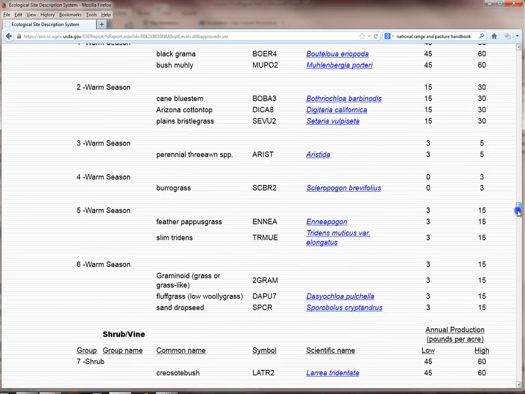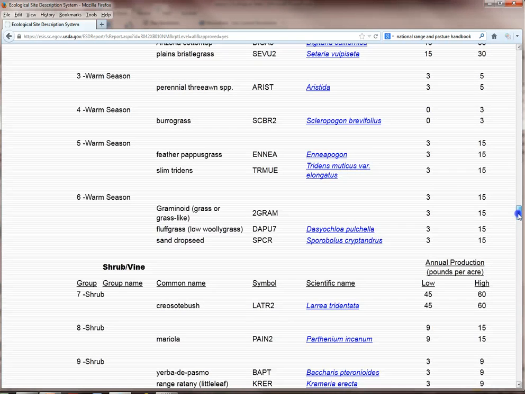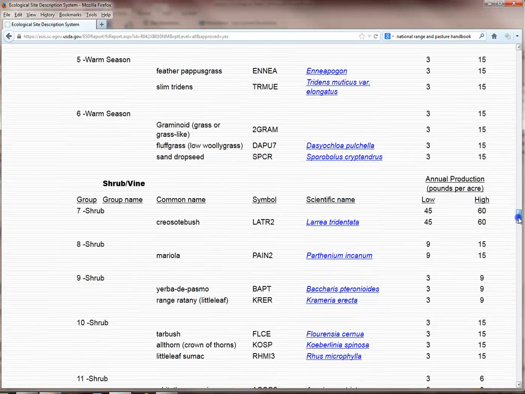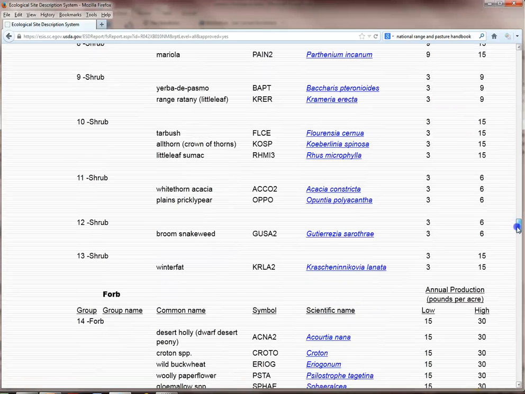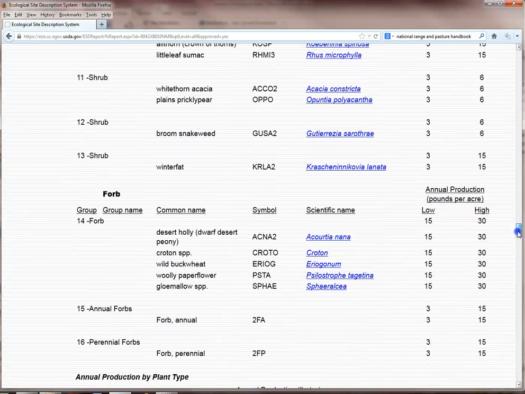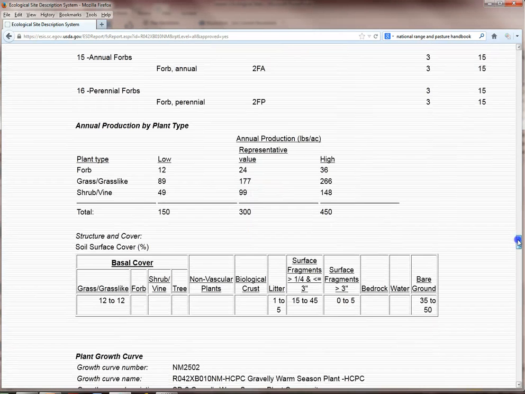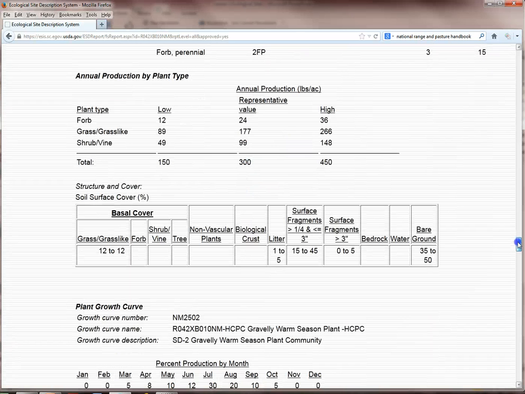We see this written out. Species are put into different plant groups. So we go through the grasses, then the shrubs and vines. Group 7 is solely made up of creosote bush because that is an important shrub species on this site. And we see the species plant production also for forbs as well. Okay, so that is part of the plant community's information.